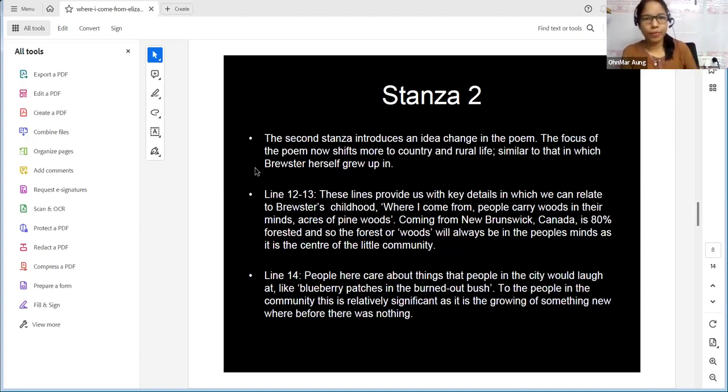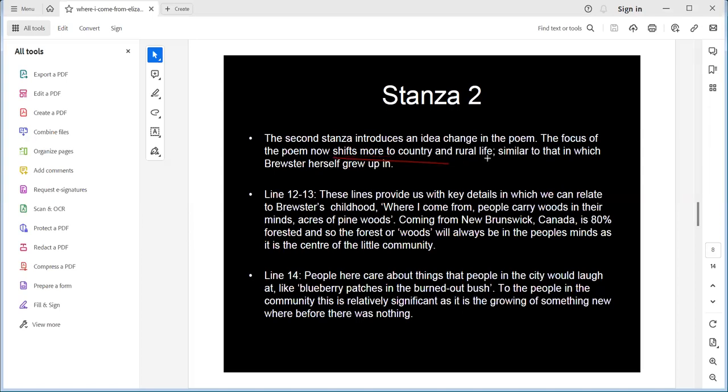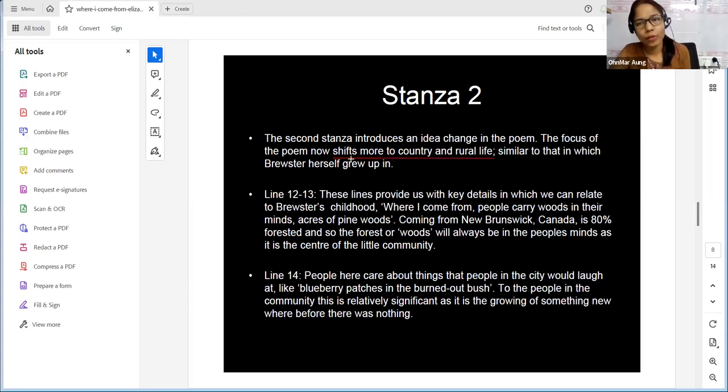That's one read. The main idea of stanza two, the whole stanza. Read first. Overview of the whole stanza. The second stanza introduces a change in the poem. The focus of the poem now shifts more to country and rural life.